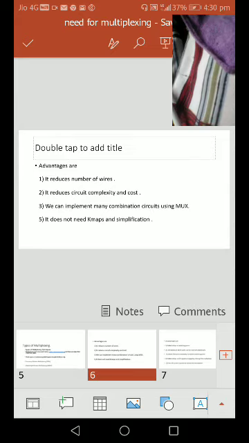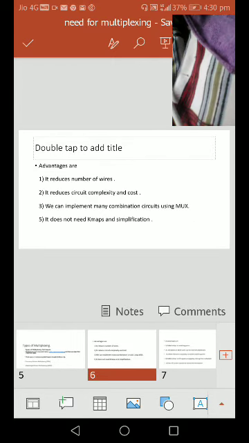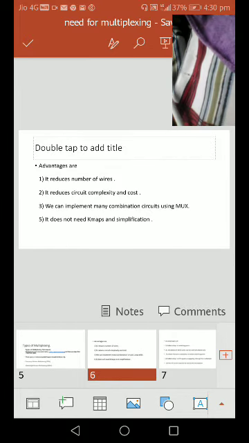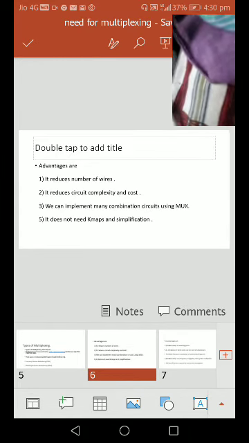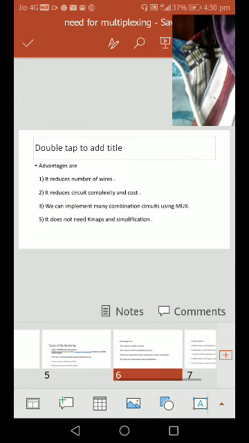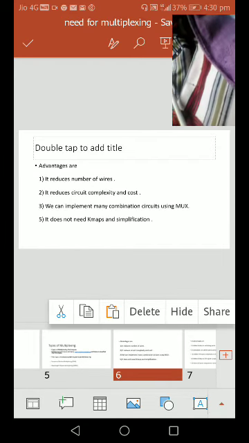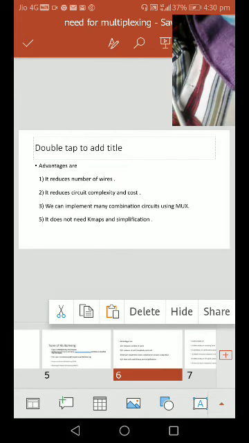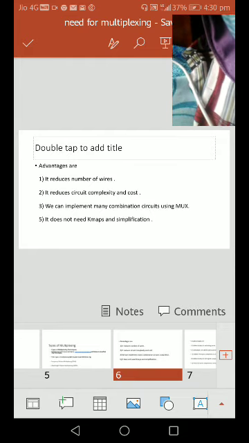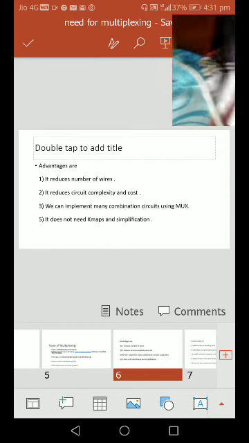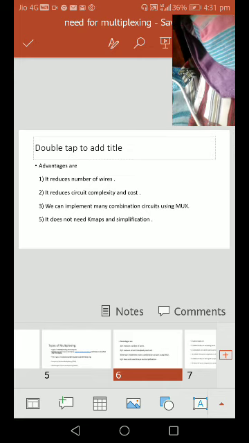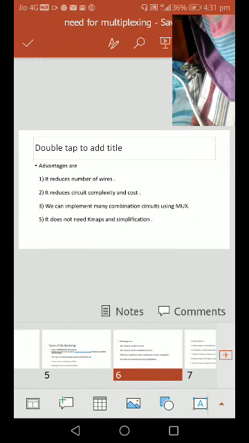And the next point among the advantages: it does not need K-maps and simplifications. To summarize the advantages of multiplexers: first, we reduce the number of wires, the complexity and the cost; we implement many combination circuits using a mux; and it is not required to maintain K-maps and simplifications. Those are the advantages.